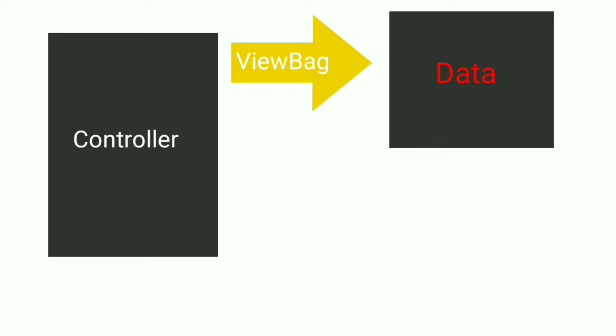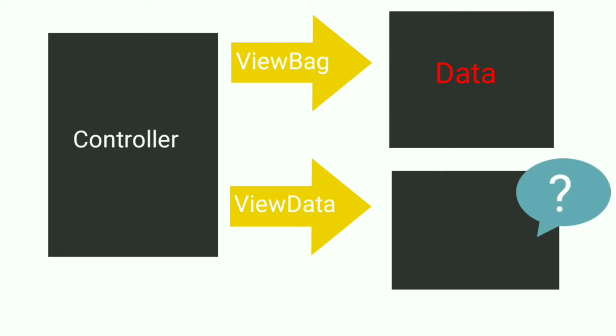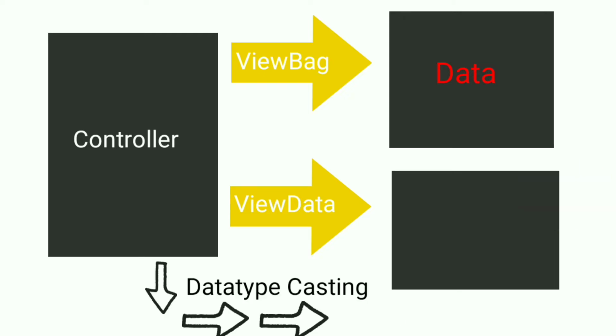ViewData is a dictionary which contains key-value pairs where each key must be a string, which means we have to put all the keys in double quotes. We can send any data type, but we need to cast it according to the data type. It will not cast automatically, so this is a burden. We always have to be conscious about which type of data it is. Okay, second one, ViewData and ViewBag both use the same dictionary internally.